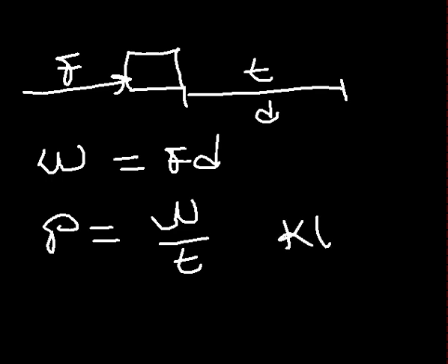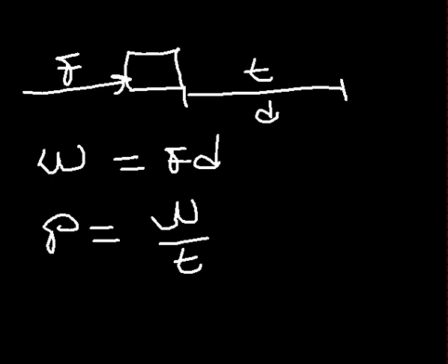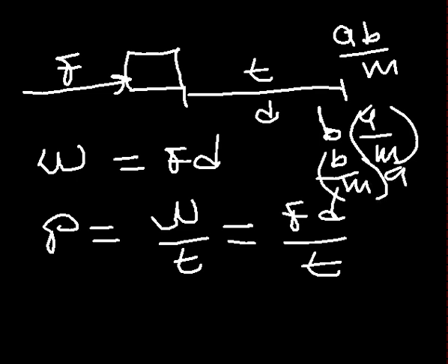It can also be given in kilowatts depending on the nature of the question, but that's how power is expressed. With further analysis, the power is the force times distance over time, and you should understand that if we have, say, AB divided by M, this is the same as B times A over M. It is the same, or likewise, the same as B over M times A.